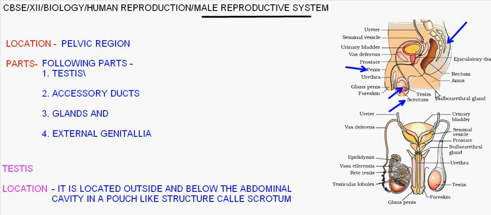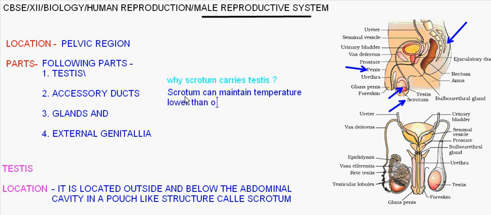Now, why? This question can be asked: why does scrotum carry testis, or why is testis located outside the body in scrotum? The answer is, scrotum can maintain a temperature lower than our body, up to 2.5 degrees C. This helps in spermatogenesis, that is production of sperm.